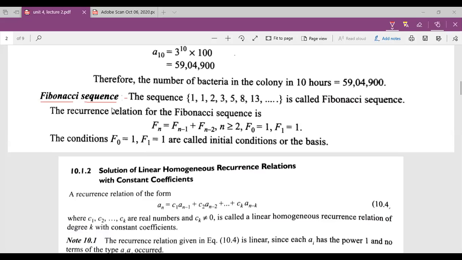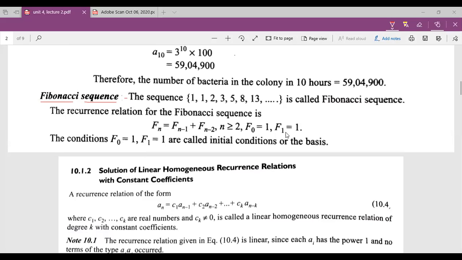So what is the Fibonacci sequence? What is the recurrence relation for Fibonacci sequence? Fn is equal to Fn minus 1 plus Fn minus 2, n greater than or equal to 2, with initial conditions f naught is equal to 1, f1 is equal to 1.